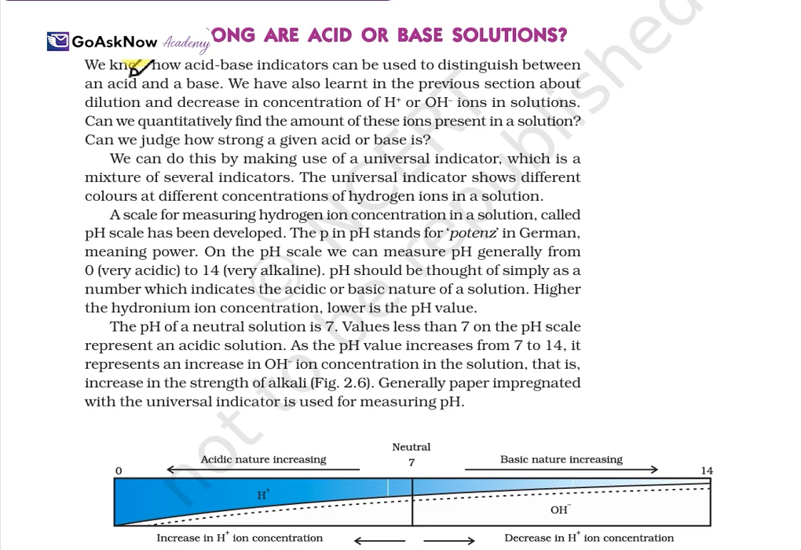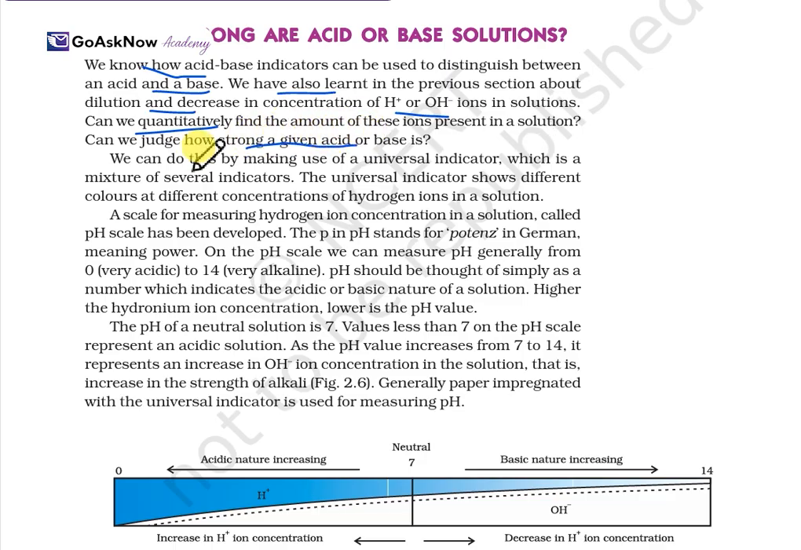So let's go ahead. We know how an acid and base indicator can be used to distinguish between an acid and a base. We have studied the basic properties of acids and bases, how the color changes from blue to red, red to blue, and whether it is an acid or base. We also learned in the previous section about dilution and the decrease in concentration of H plus and OH minus. H plus is for the acidic and OH minus for the basic. Can we quantitatively find out these ions present in the solution? Can we judge how strong a given acid or base is?